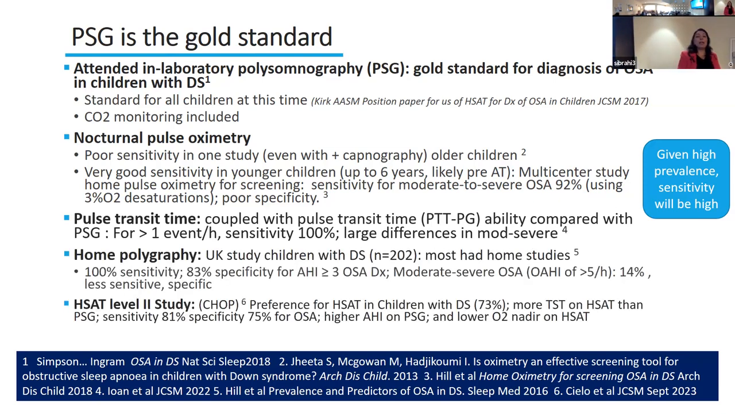And then home. There's a lot of talk about home polygraphy in the UK study. They love home studies, and they have all these wonderful resources to be able to do them. Like they did in the CHOP study down below, the ASAT level 2, where somebody puts it on and then goes home. We don't have those resources, right? So this is great that you can do it, and they've shown that you can. We need the resources to be able to do that. But we do need to highlight the fact that people prefer this. In the CHOP study, patients had a preference for ASAT, 73% of them did.